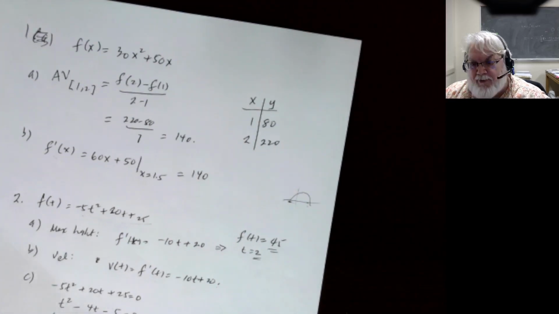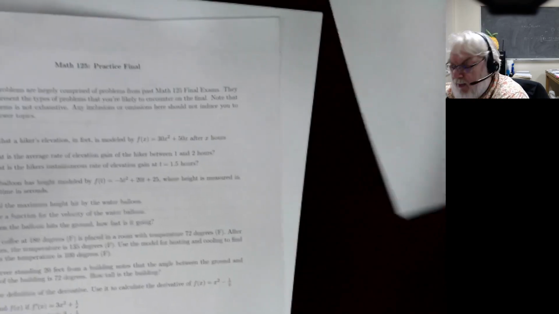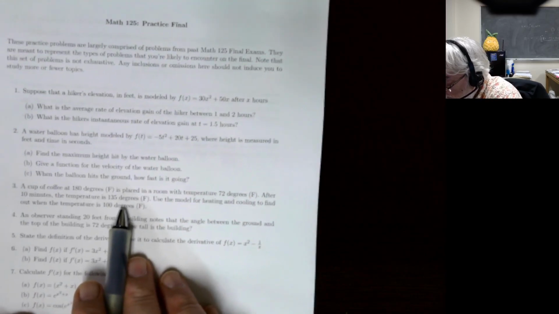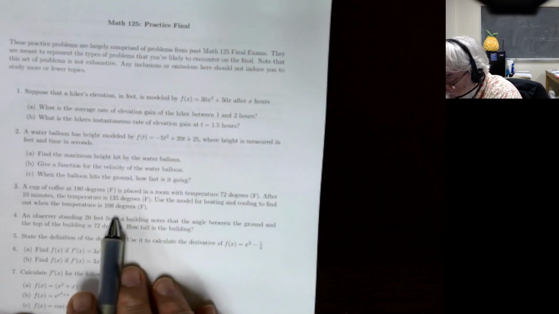How about number 3? Cup of coffee, 180 degrees. Place it in a room, 72 degrees. After 10 minutes, the temp is 135. Use the model for heating and cooling to find out when the temperature is 100. Good. Let's write down our data.